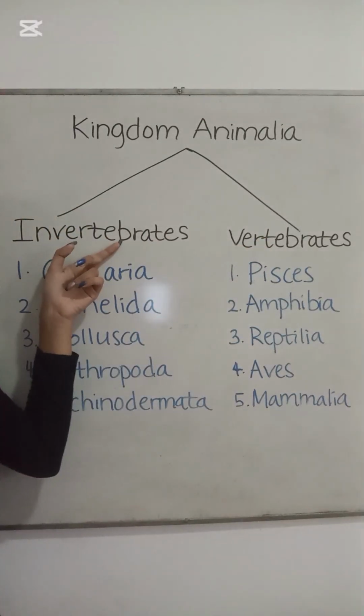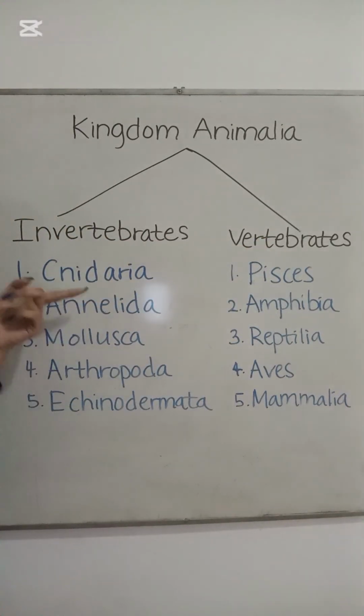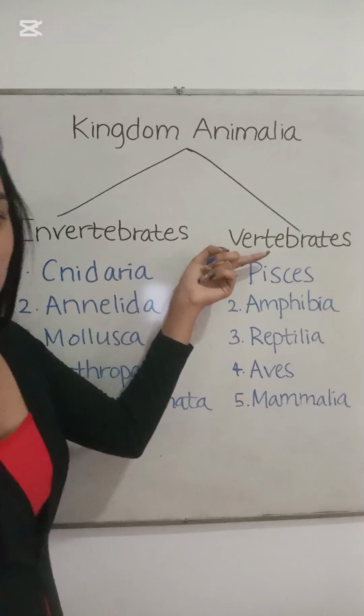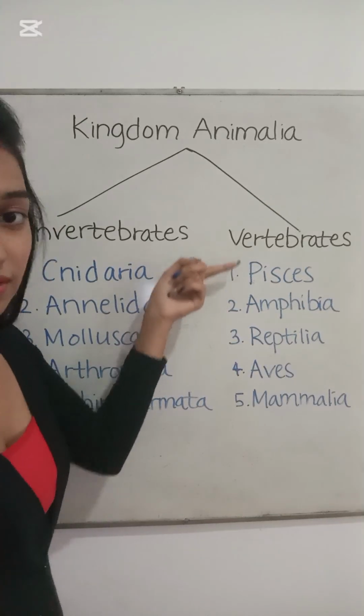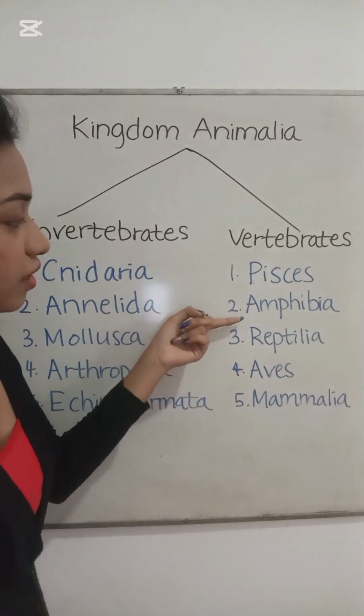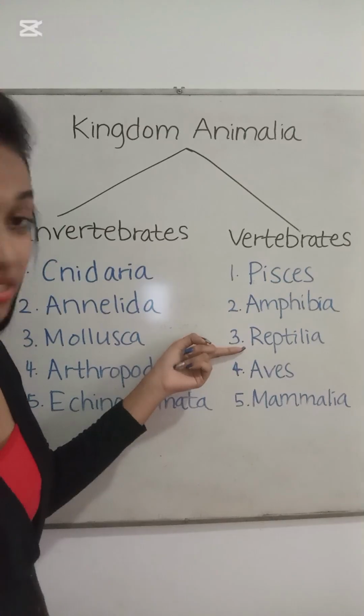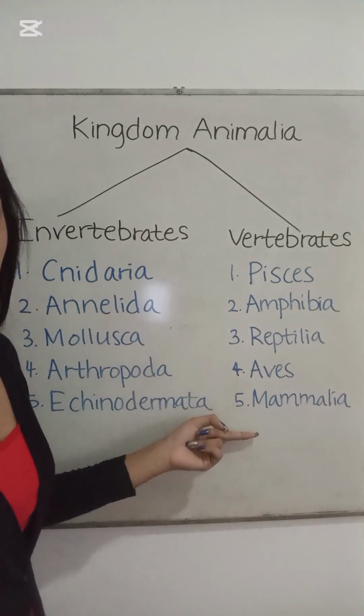In invertebrates, there are different types of phyla: Cnidaria, Annelida, Mollusca, Arthropoda and Echinodermata. These are the phyla of the invertebrate group. In vertebrates, there are different classes: fishes, amphibia, reptilia, aves, and mammalia.